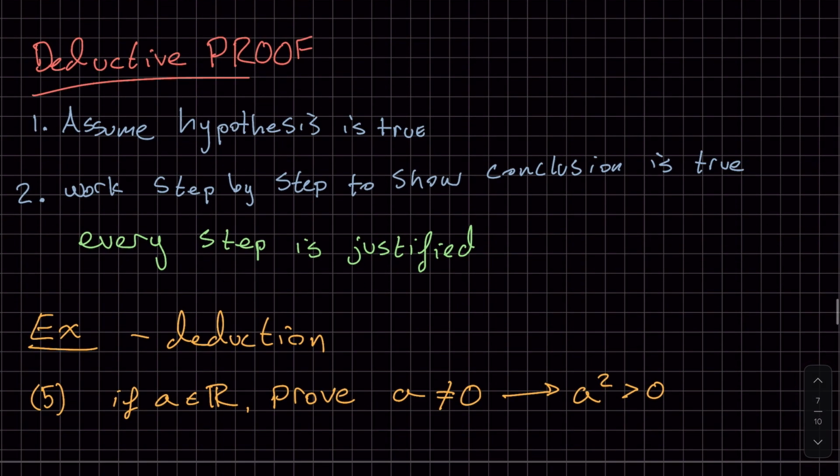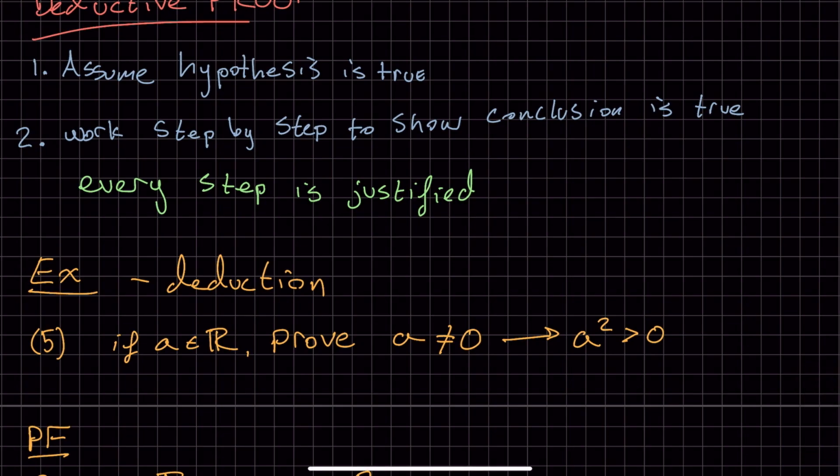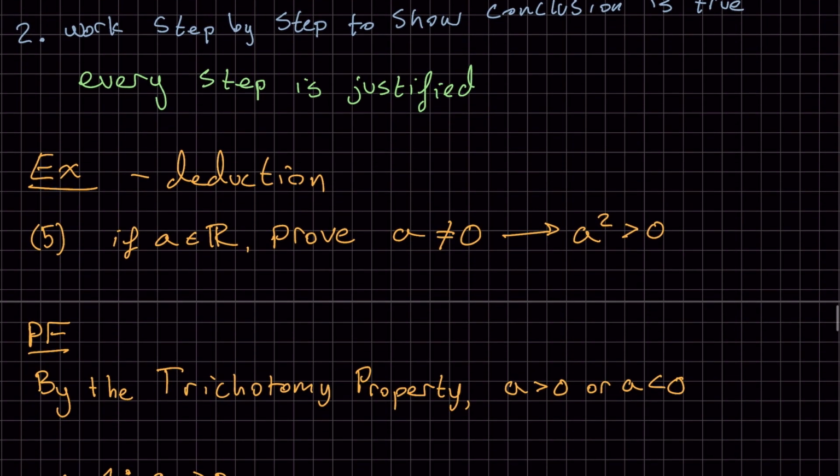So what is a deductive proof? Well, first of all, you're going to assume that your hypothesis is true, right? And you do this for every mathematical proof. And then you work step by step to show the conclusion is true. And every step along the way is justified. Now, this is basically just a normal proof that I've learned.